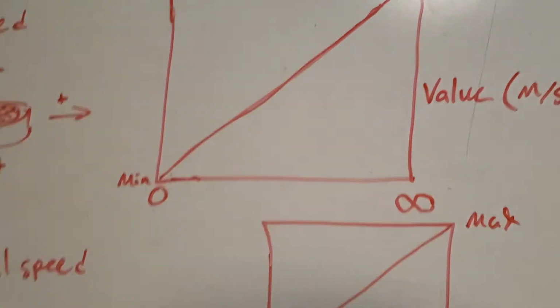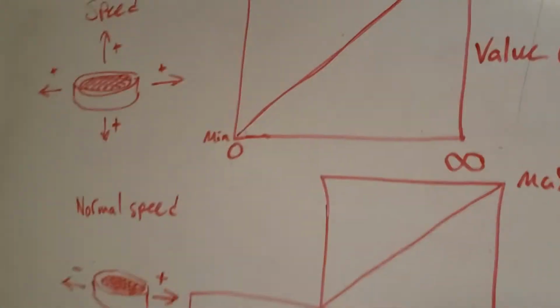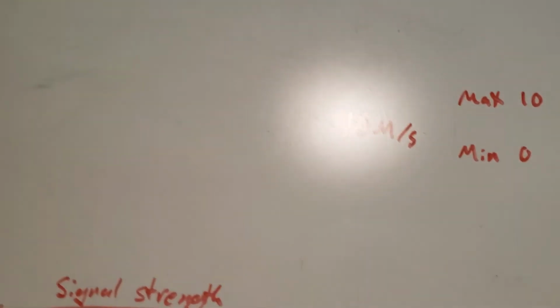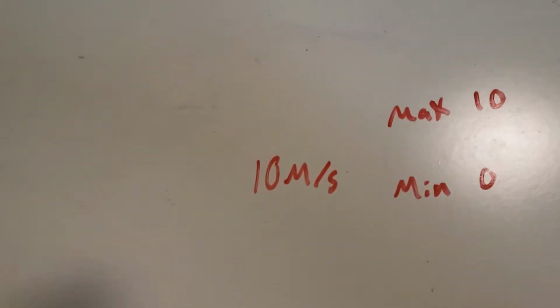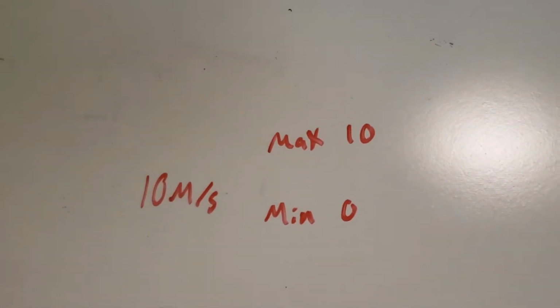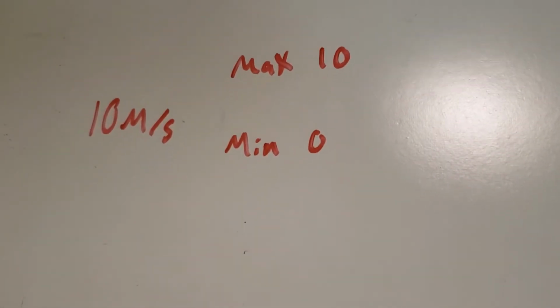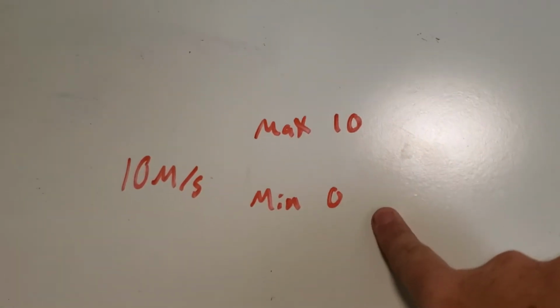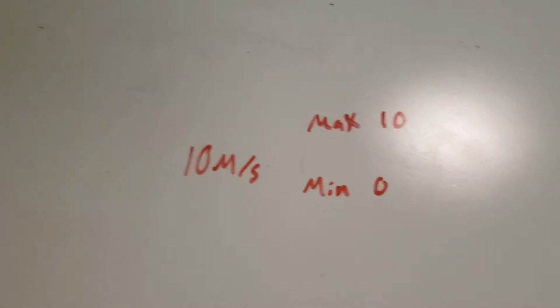So that means if we were to take an example, for instance, let's say I want to make a stall warning system. And the stall happens at, let's say, 10 meters a second. So to have a little light pop on when you reach your stall speed, you'd want your max to be at 10 and your min to be at 0. That means that below 10 all the way to 0, that light will be on.